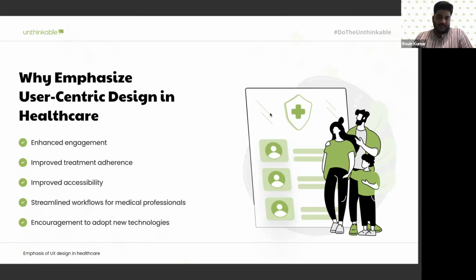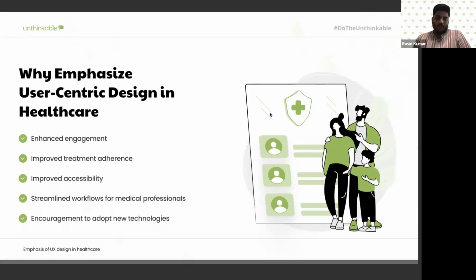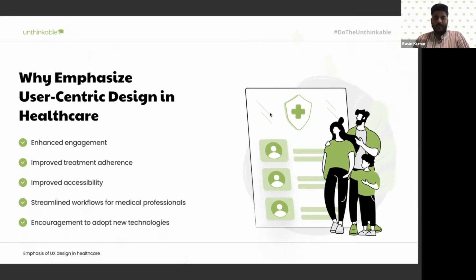So these are the five areas wherein we can basically achieve through user-centric design. Yeah. So first is enhanced engagement.